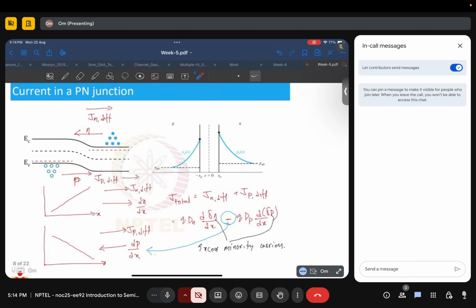So this is the carrier profile. This is very important. So we have n side and p side. From n side, electrons have diffused from n to p side, and here is their concentration. Then they recombine with holes in the p side so that they die out here like this. Similarly, holes have come from p side to n side, and then they recombine with electrons in the n side and diffuse like this.